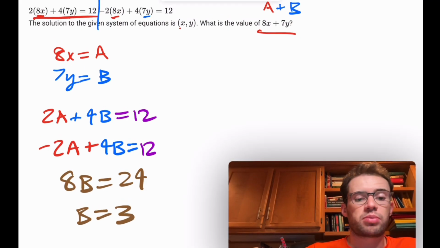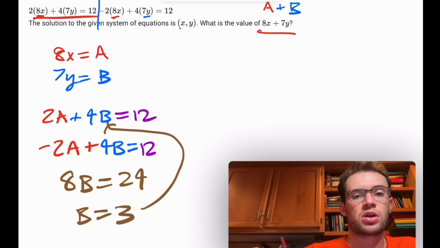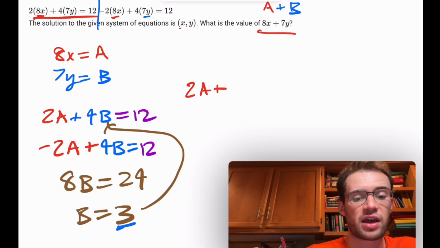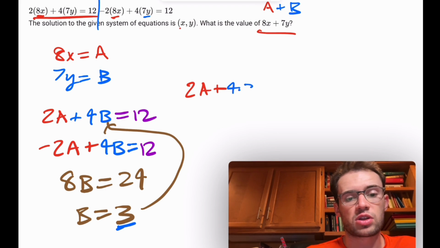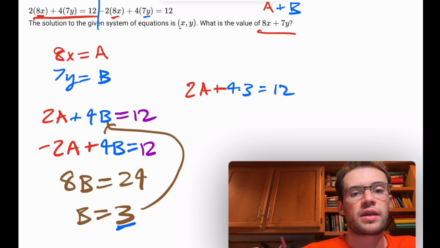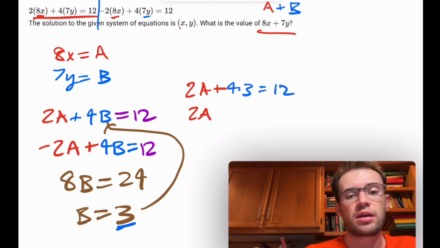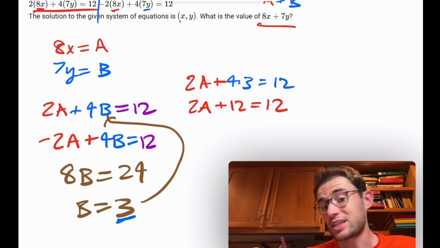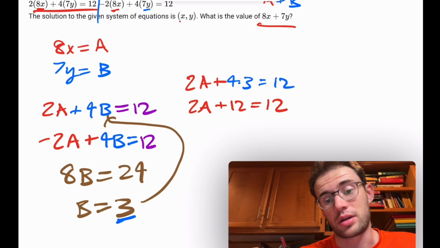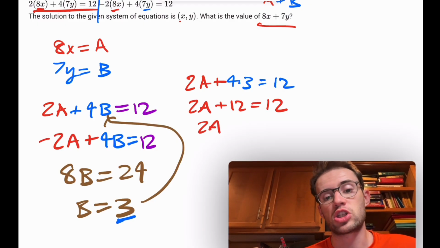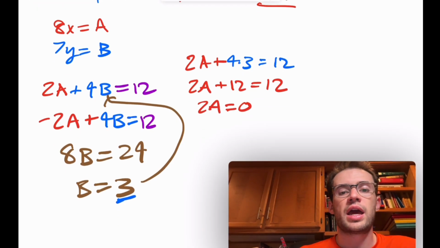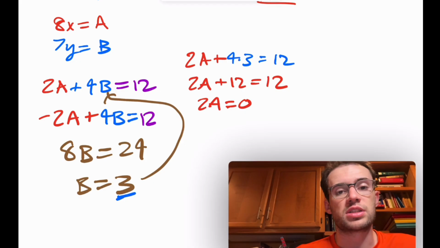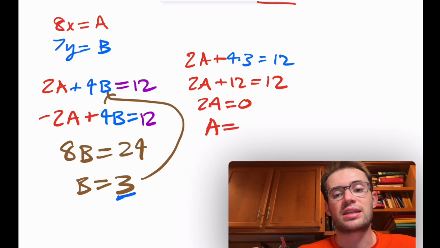Now once you have this, you could plug that 3 back into one of these equations, so you could say, maybe plug it into this first equation, we get 2a plus, instead of 4 times b, we'll do 4 times the value of b, which is 3. So 4 times 3 is equal to 12. That gives us that 2a plus 12 is equal to 12. And then what do you have to add to 12 to get 12? 0. Or I could do subtract 12 from both sides. That means that 2a is equal to 0. And then 0 divided by 2 is still 0. So that means that a is equal to 0.